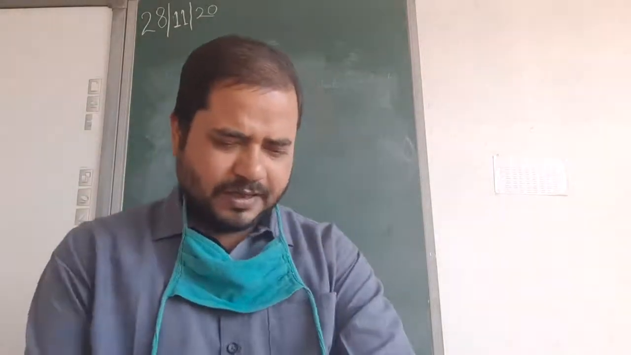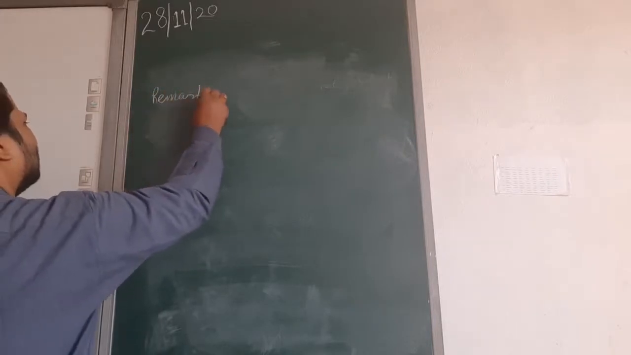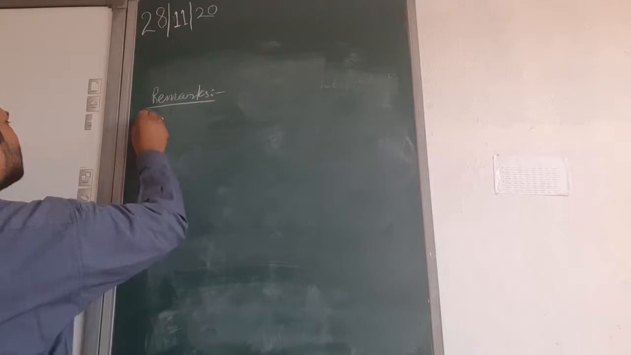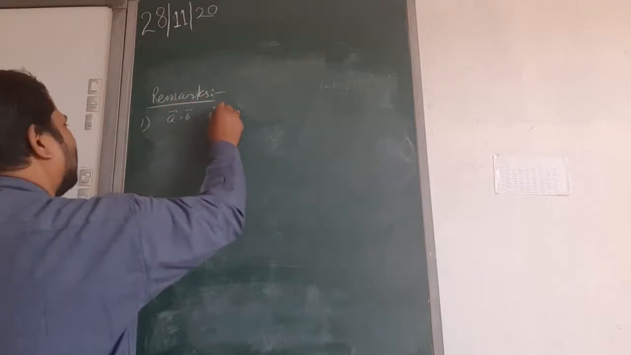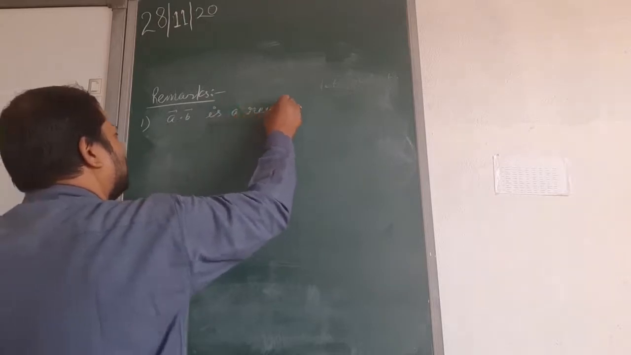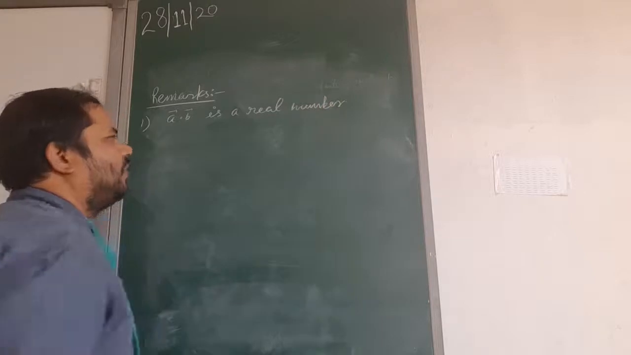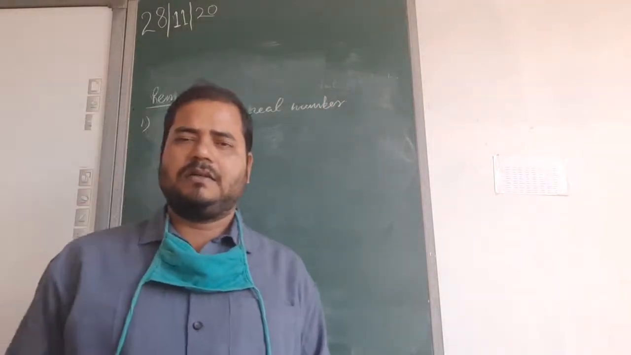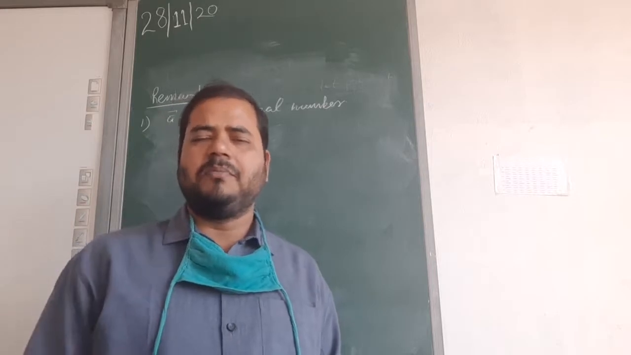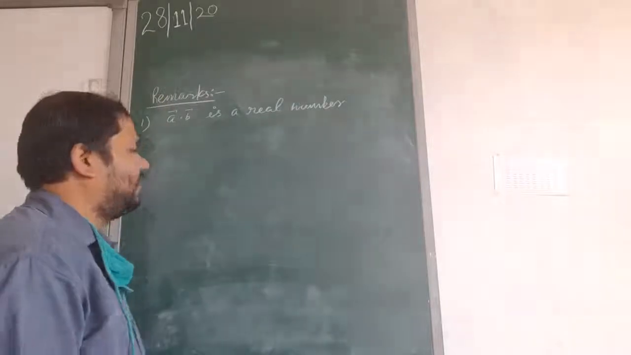Then what you see here, these are the remarks. First thing, A dot B is a real number, you know, because mod of A is the magnitude, mod of B is the magnitude, and cos theta is also a real number. So A dot B must be a real number. Okay.